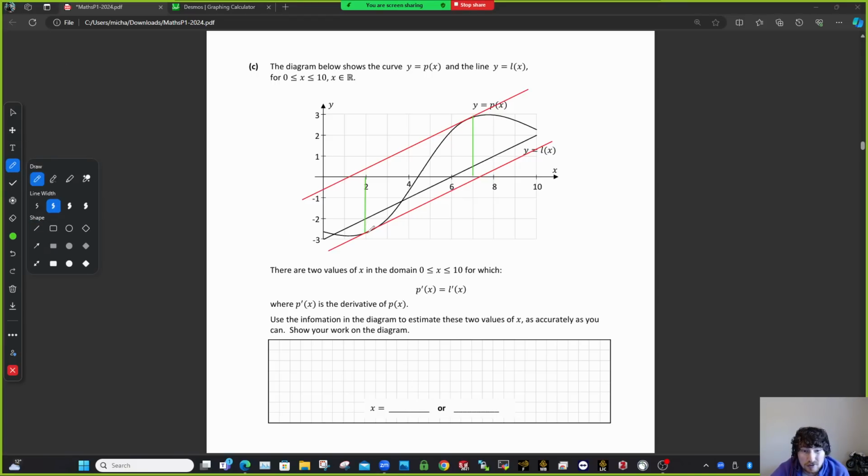So it's basically you're just looking for where on that black curve does it have a tangent slope parallel to L of x, because their slopes are equal there. So it's at 7 and it's at 2. Cool. Tough question.